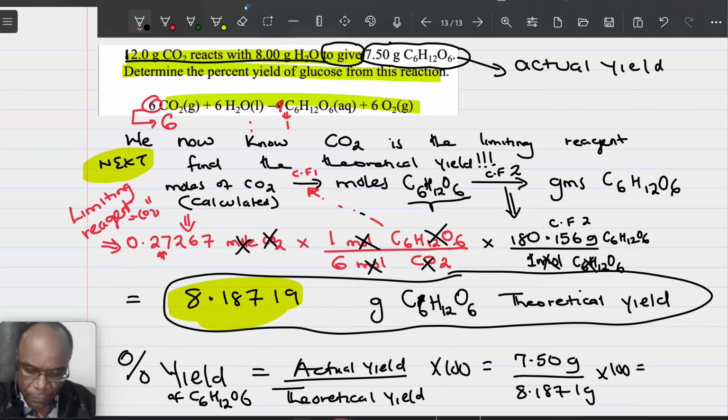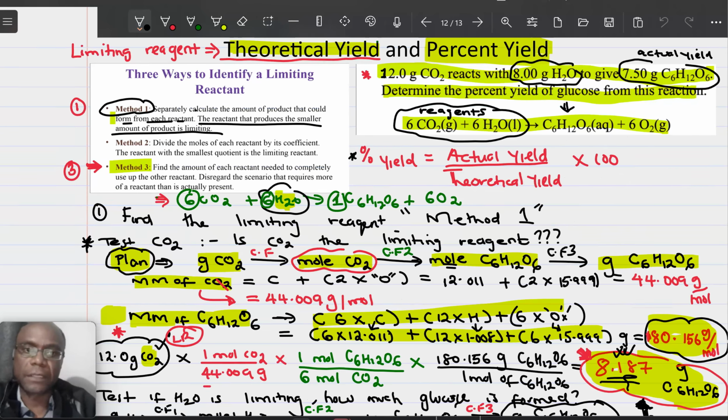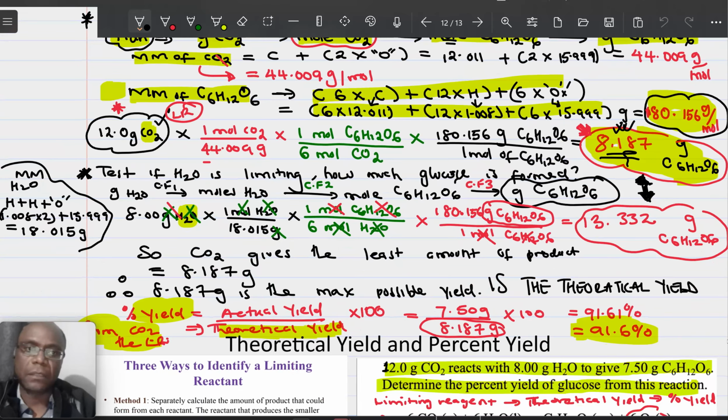So I do 7.5 divided by 8.18719, times 100. The answer I'm getting is 91.77, approximately 91.8%. If you use 8.19 here, the answer will be approximately 91.6, which is similar to what we got earlier, down here.